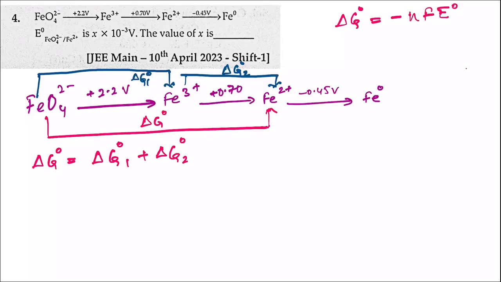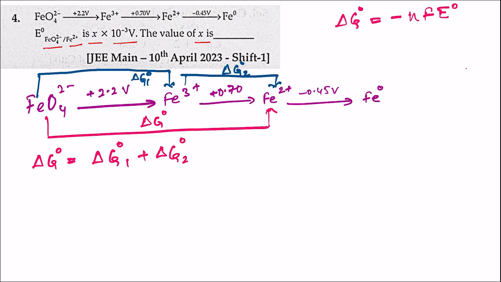In this question, the electrode potential value when FeO4 2- changes to Fe2 plus has to be calculated. Now in the question it is given as the electrode potential value is x into 10 to the power -3 volt. Value of x has to be calculated. And individual steps electrode potential values are given. So FeO4 2- changing to Fe3 plus and Fe3 plus changing to Fe2 plus, Fe2 plus changing to Fe.